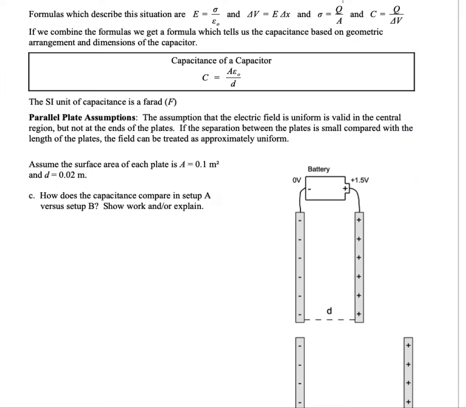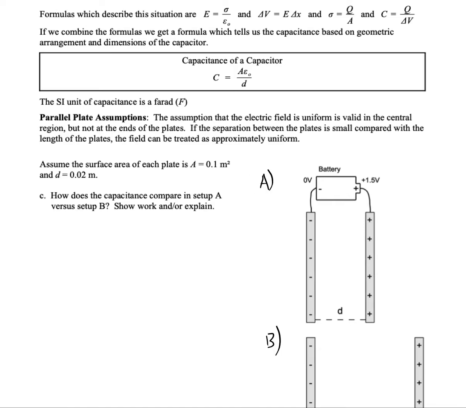Now let's calculate the capacitance of each of these capacitors. We have several formulas describing this situation. And one of our formulas for capacitance is that it's a ratio of charge to potential difference. But using all these formulas from the past, we can arrive at a new formula which determines our capacitance based on the geometry of the capacitor. Let's start with the original formula, C equals Q over delta V, and we want to derive this new formula.